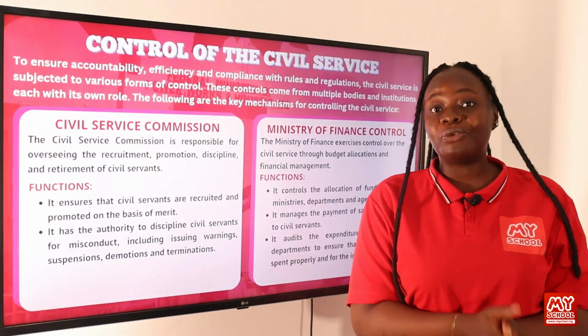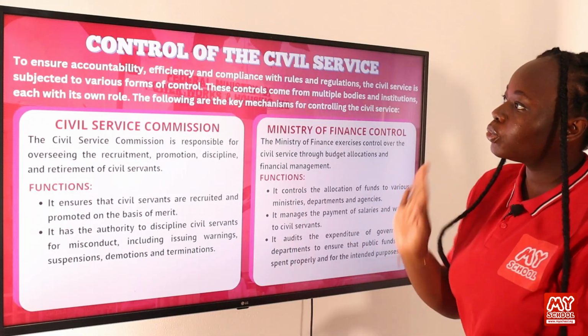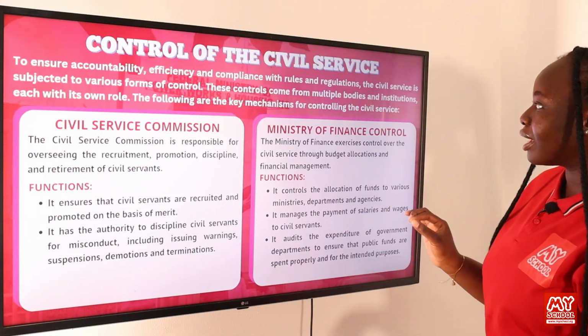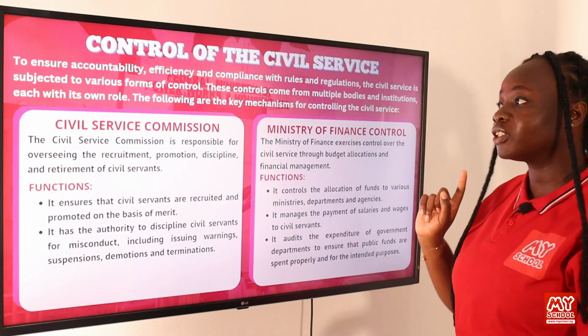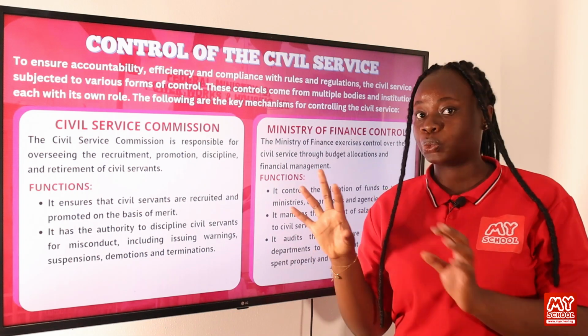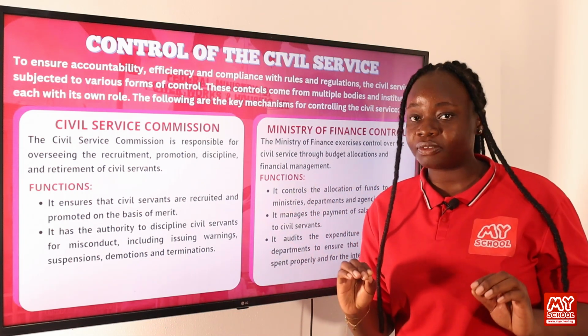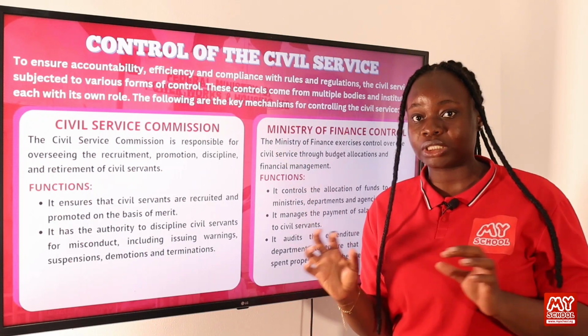Like I said earlier, we are moving on to control of the civil service, so let's dive right into it. To ensure accountability, efficiency and compliance with rules and regulations, the civil service is subjected to various forms of control. That means we have different organizations within the government that are responsible for controlling the activities of the civil service. This is done to ensure that they are accountable for their actions.